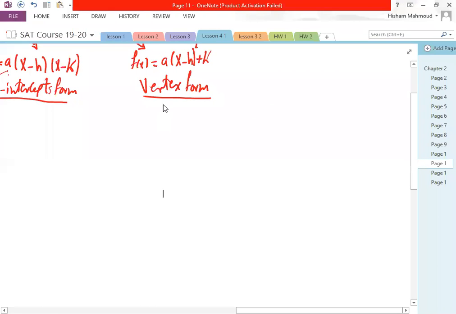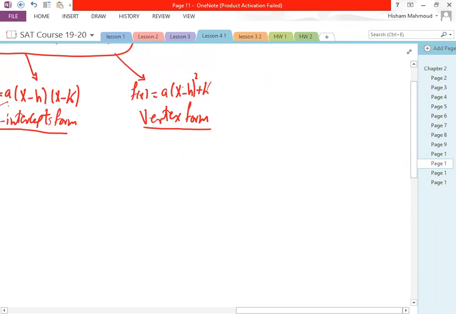The last function is the function in the form a(x minus h) squared plus k. In this form also, if a is greater than 0, positive, it's looking upward, and if a is smaller than 0, it's looking down. Someone might ask me, Mr. Hisham, if a is equal to 0, what is going to be the graph? It's not going to be second degree at all if a is equal to 0.